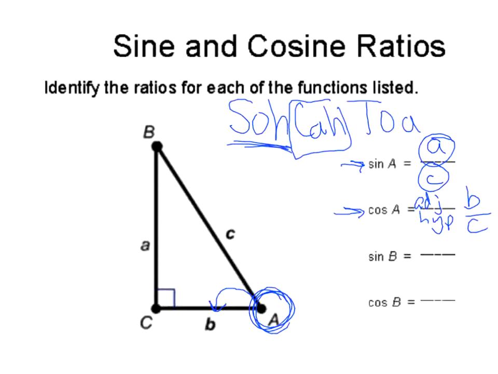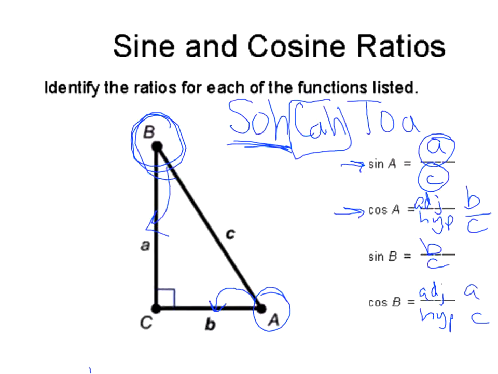Let's look at it from a different angle now. Let's check out B. So here's B. Let's do sine first. Sine is opposite, which should be B, over hypotenuse, which is still C. It doesn't change. It's always C for hypotenuse. And then lastly, let's try cosine. So cosine, again, is adjacent over hypotenuse. So hypotenuse is still C, but your adjacent side would be A.